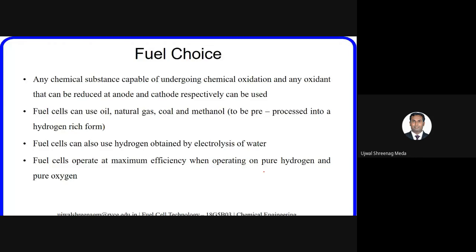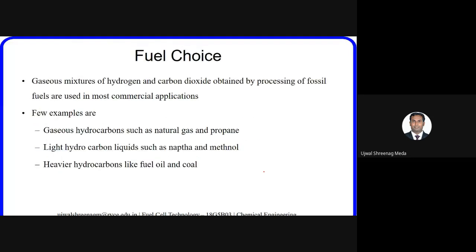Actually, that is the purest form. So that is the ideal case, which is very good for a fuel cell. And the efficiency of a fuel cell is high or maximum when pure hydrogen and pure oxygen is used.